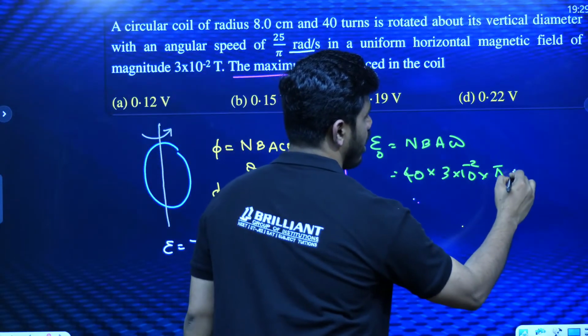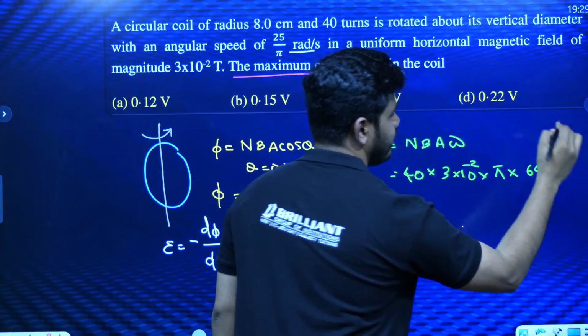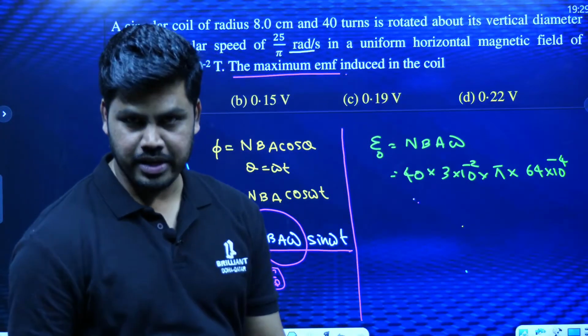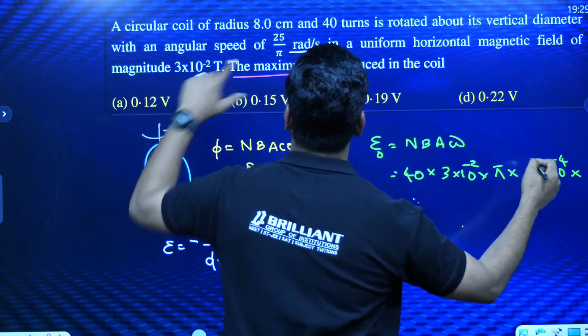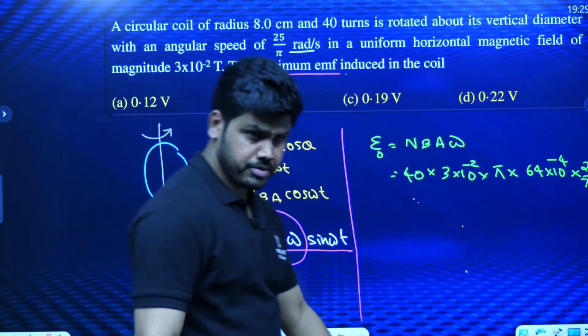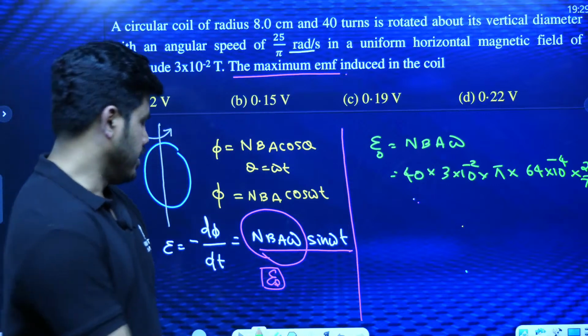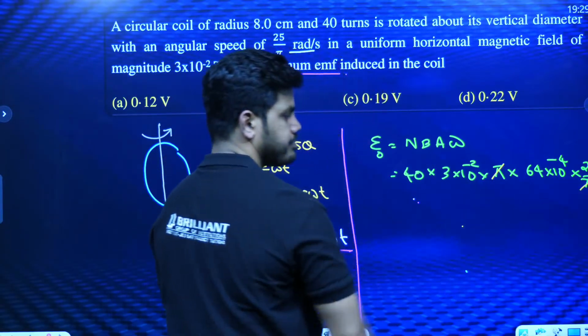So pi into r square. 64 into 10 raised to minus 4 is what? That is 8 centimeters square in meters, right? And that is area into, what is omega given? 25 by pi. Cross check once again. Should we convert this? No, because it is given in radians per second. Done. Cancel these values, pi gets cancelled.